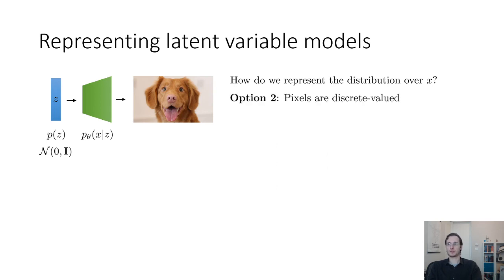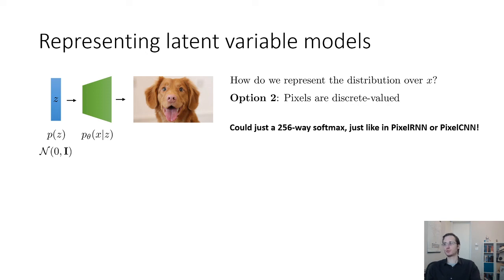Another option is to say that your pixels are discrete valued. And in that case, you could do something very similar to what we did for pixel RNN or pixel CNN, except that instead of having each pixel depend on every other pixel, now the pixels can be independent 256-way softmaxes, because they're all dependent on Z. So basically, Z couples the pixels together, but conditioned on Z, the pixels can all be independent. And this actually works very well, but it's a little bit slow.